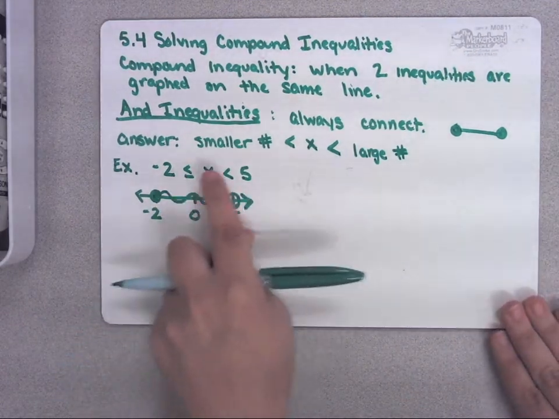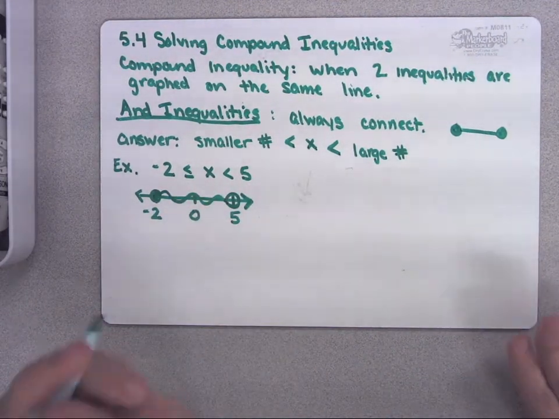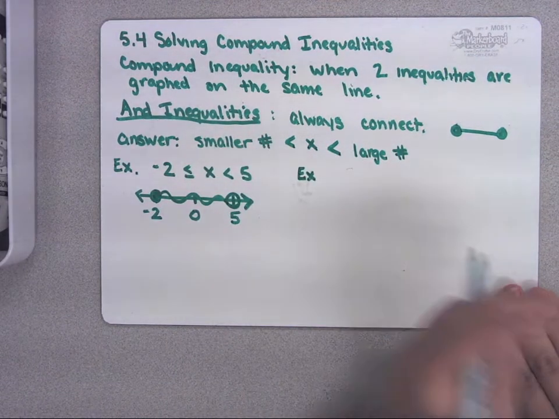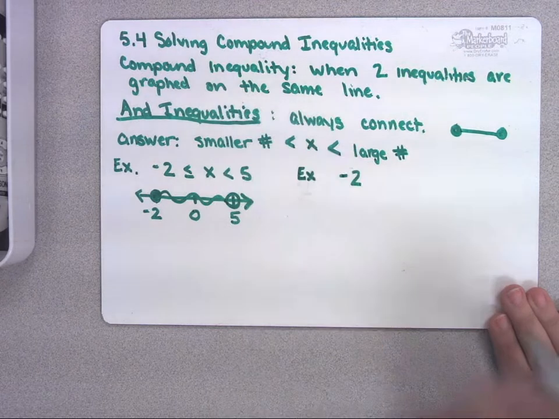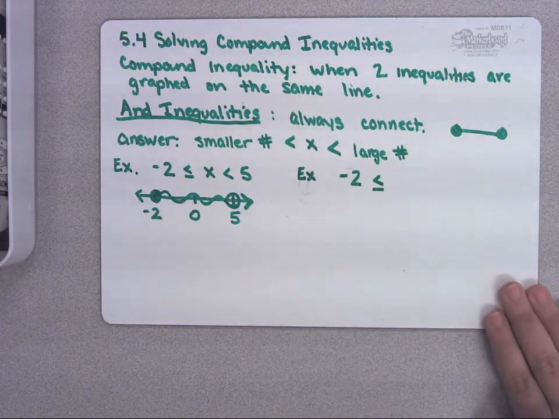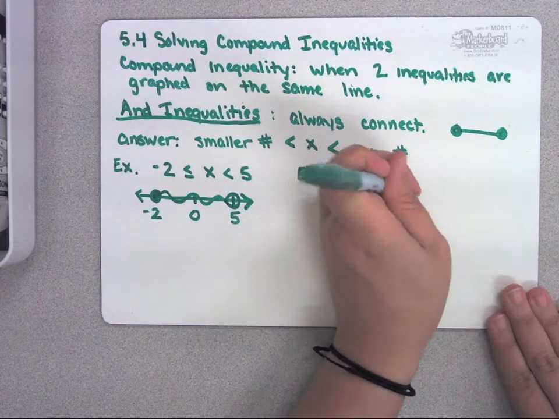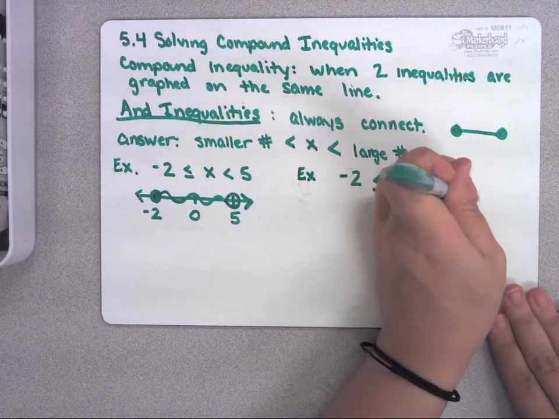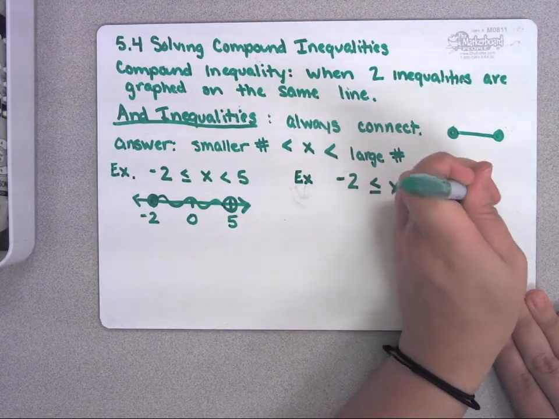Okay, we're going to try one just like that, but maybe we have to get x by itself first. Okay? So -2 is less than or equal to x minus 3, which is less than or equal to 4.